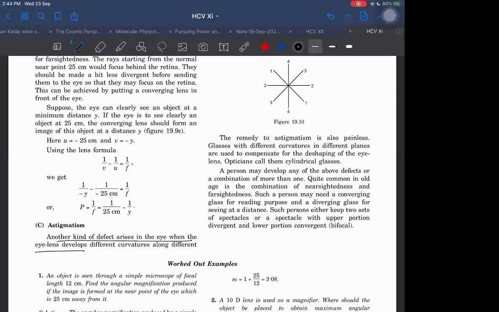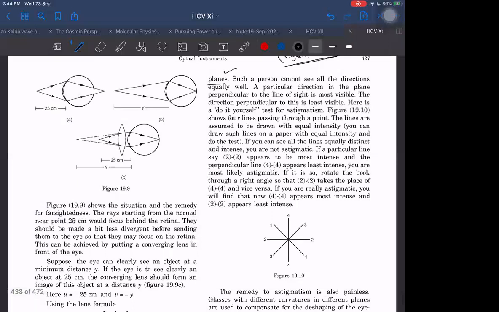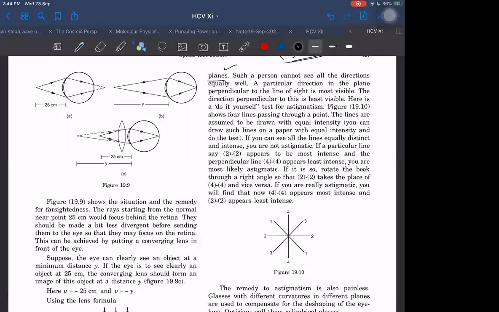Another kind of defect arises in the lens when there are different curvatures along different planes. Anybody having this defect, astigmatism, needs cylindrical lenses. What kind of lenses do they need? Cylindrical lenses. Their lenses will not be spherical. Those will be cylindrical lenses. Imagine this way, that the normal lens of our eye is spherical.